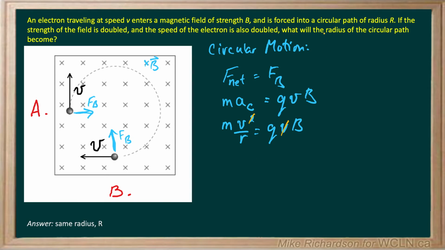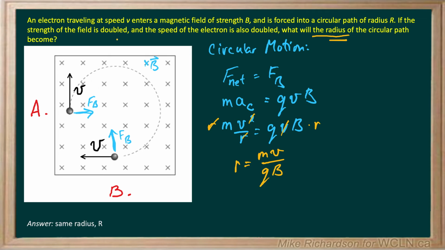The question's asking, what about the radius, right? What happens to the radius when I do those two things? So let's solve this equation for r. So multiply both sides by r to get it on top, and then divide by qB. And I end up getting r is mv all over qB.